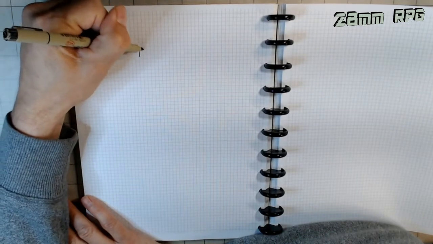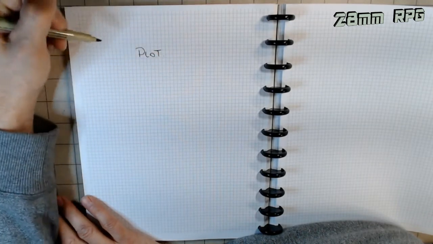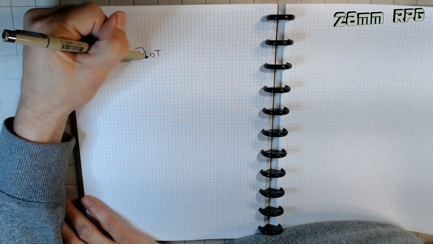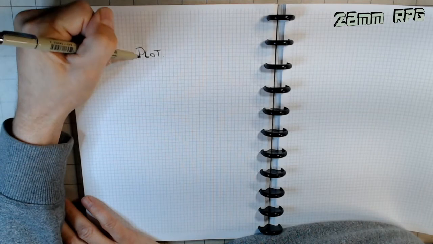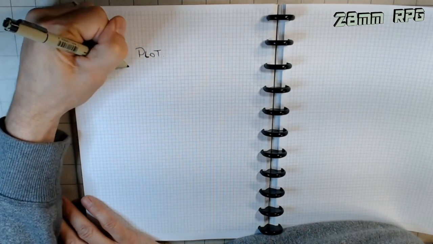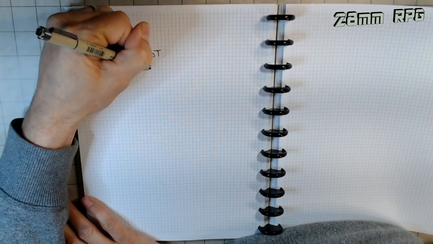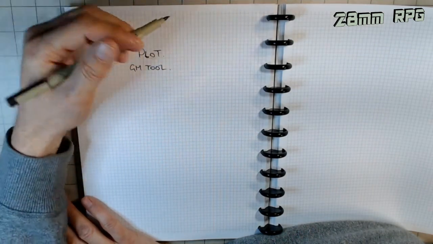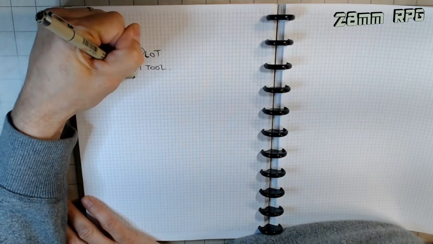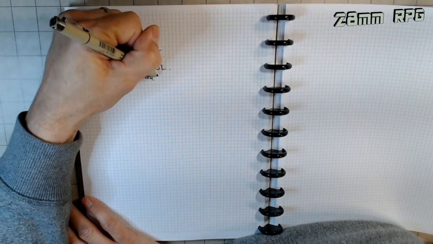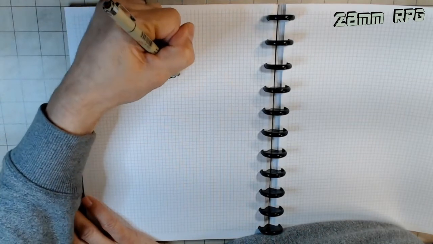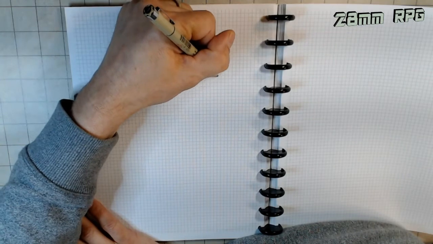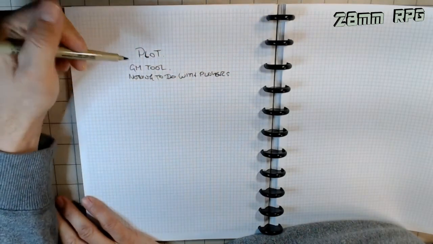So, plot. A plot is something that a GM uses as a tool. GM tool. This has nothing to do with player. Nothing to do with player. And I'll use plural there. Players.